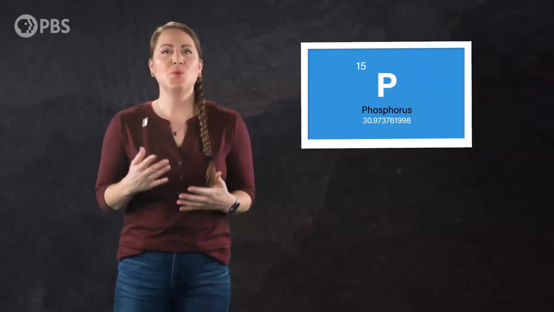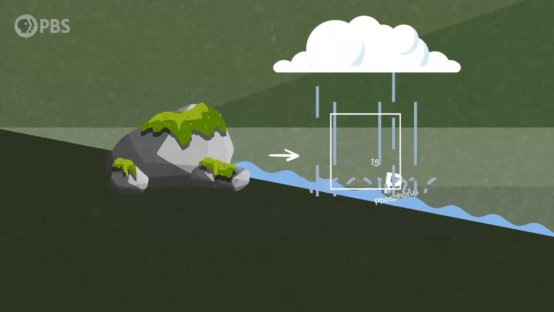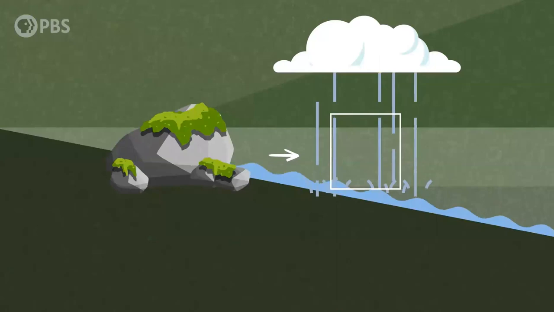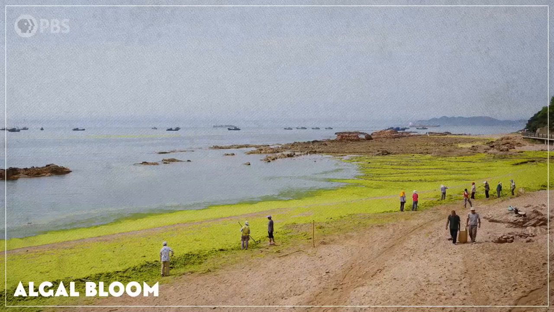That's because phosphorus is one of the nutrients that plants need for growth, but it's usually in short supply. Plants can only get it from the breaking down of rocks. So a major influx of phosphorus into the oceans would have caused an explosion of marine plants in the form of huge algal blooms.